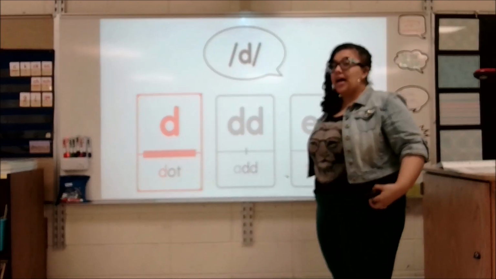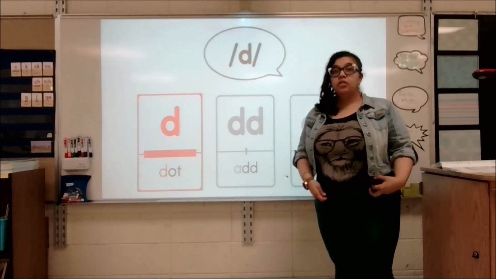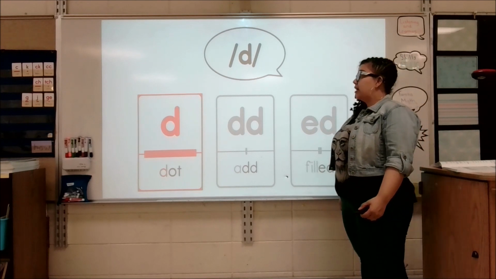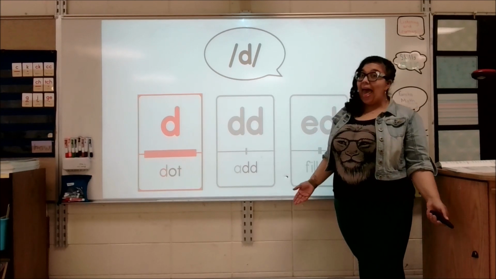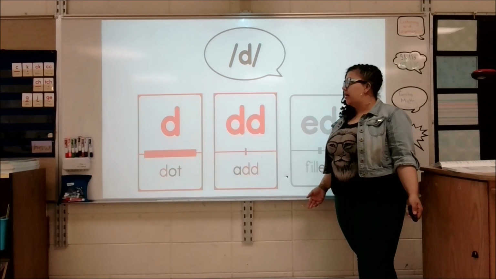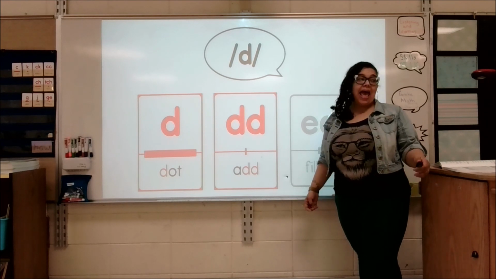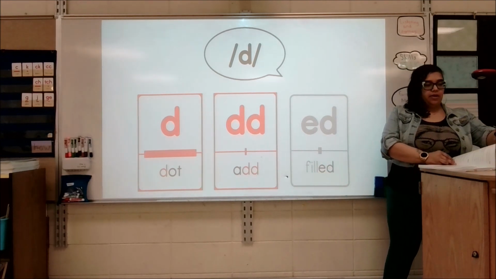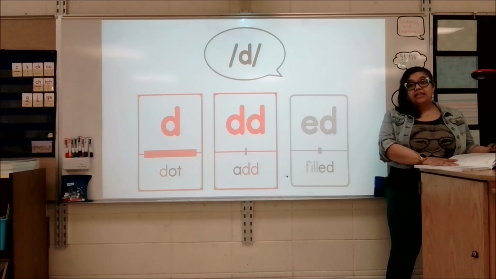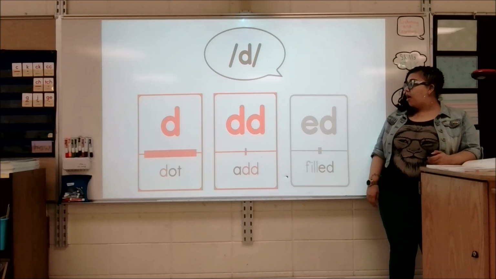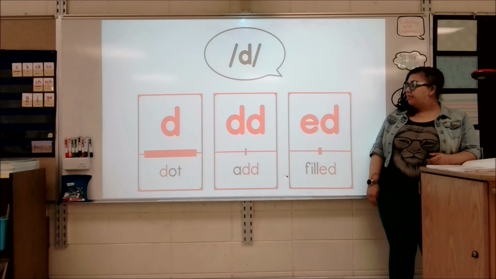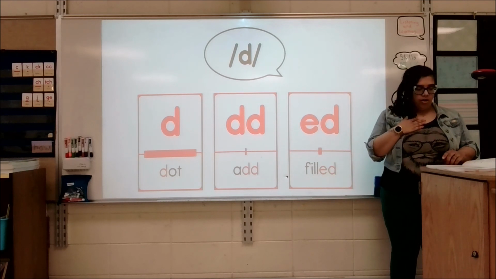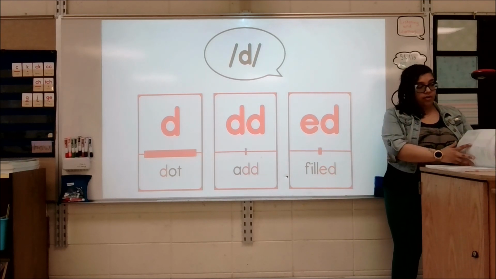We also have been introduced to the double letter spelling, such as the word add. We add all the time. So D, D, D, add. And our final spelling from our past tense experience was adding ED, and how that past tense maker often makes the sound D, like in the word filled.